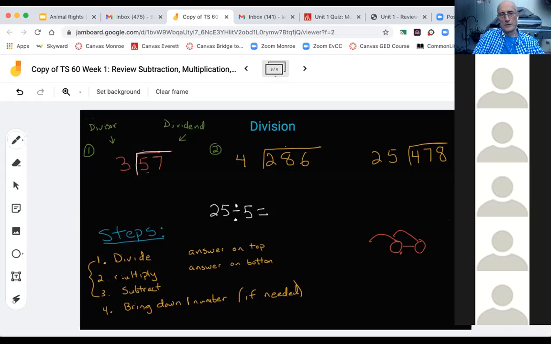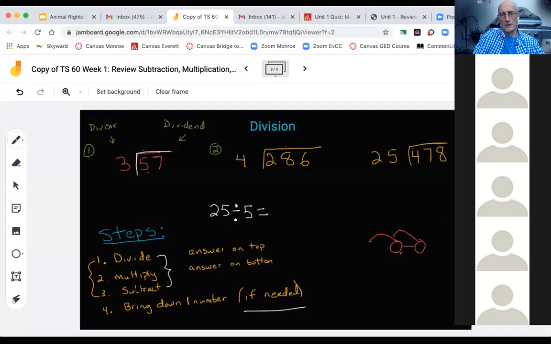All right, steps. Here's the steps to long division. You're going to divide, multiply, and subtract. And you see how I have brackets around this like this, okay? You repeat these 3 steps over and over again until you're done with the problem, unless you need to borrow and bring down something, which is why it says step 4 is to bring down one number if needed. Okay, that's if you need to, which I think we probably will here, and I'll show you what that means.